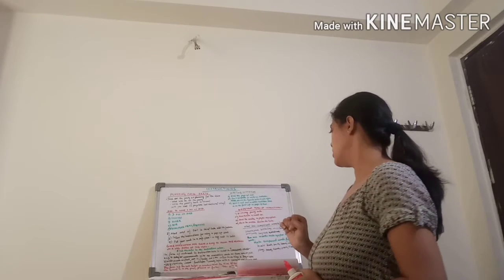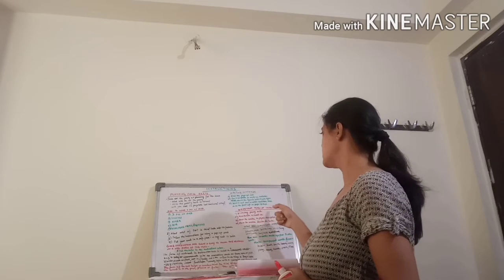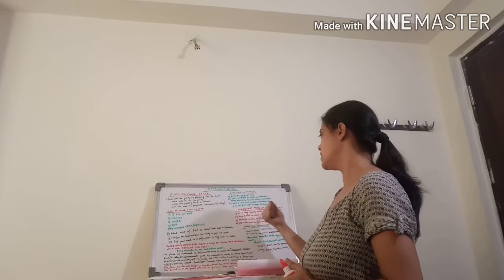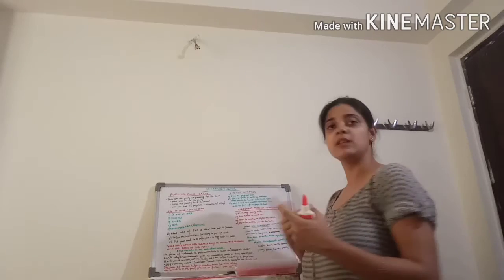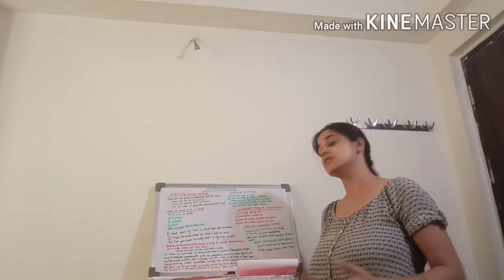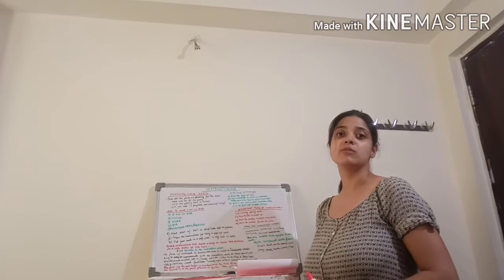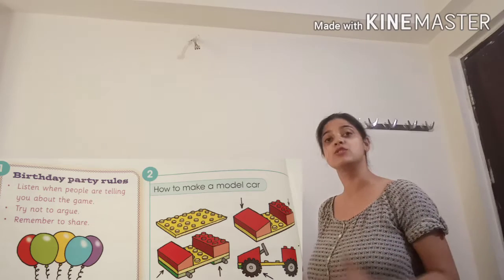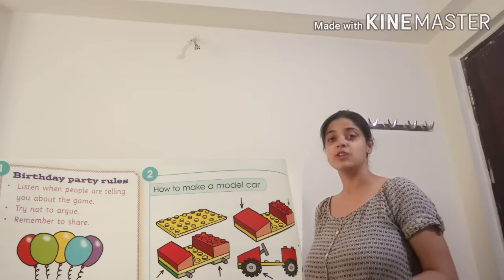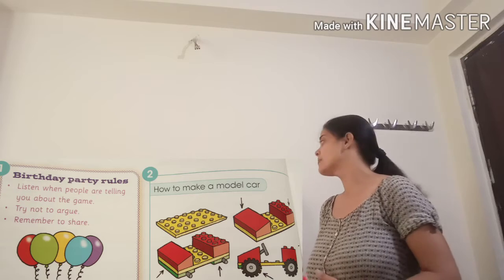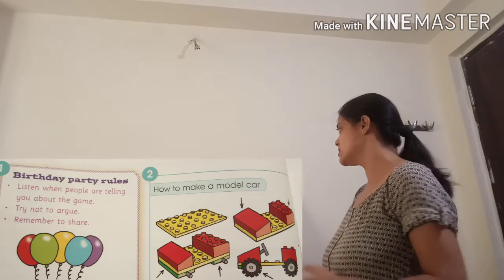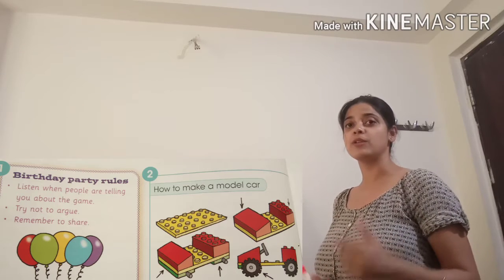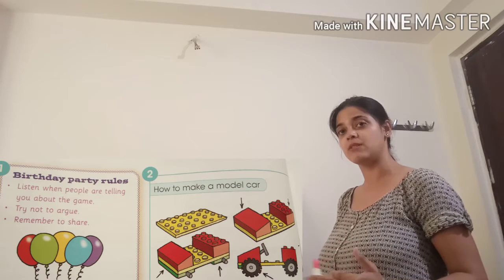Okay, so the different types of instructions are the birthday party rules. You can see the pictures, the different kind of instructions. It can be about any rules regarding any birthday party. If it's regarding a game, you need to hear it without arguing. You need to share with each other. So the birthday party rules. Next, how to make a model card. See, a model card has been made one by one, step by step, it has been shown how to make this model card.